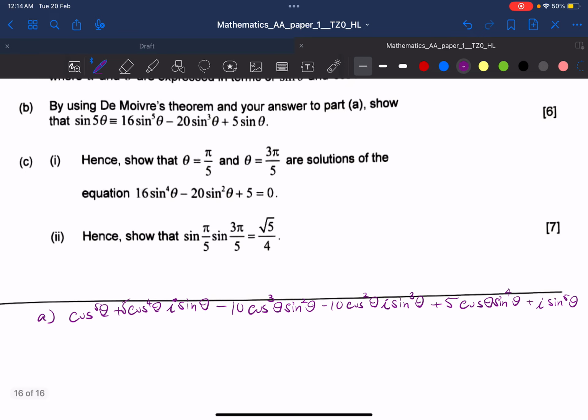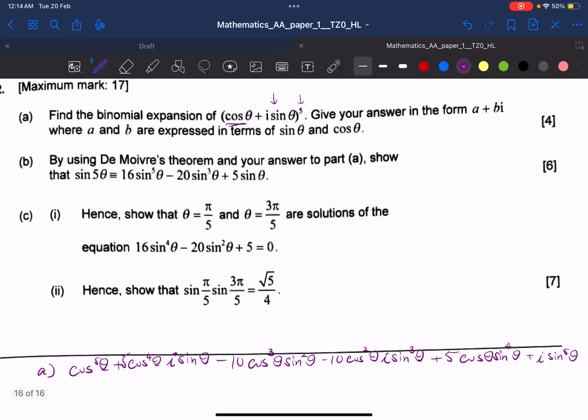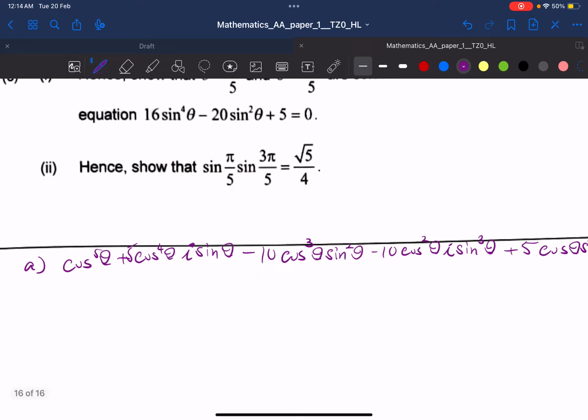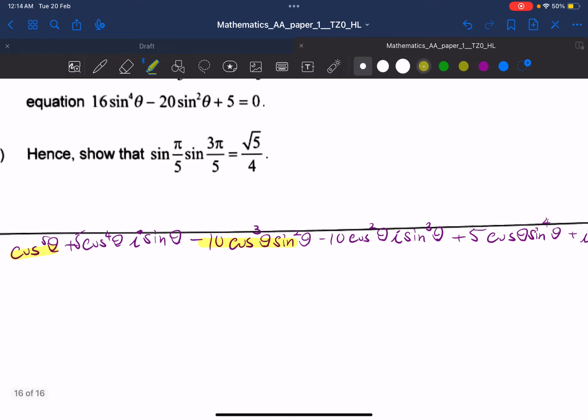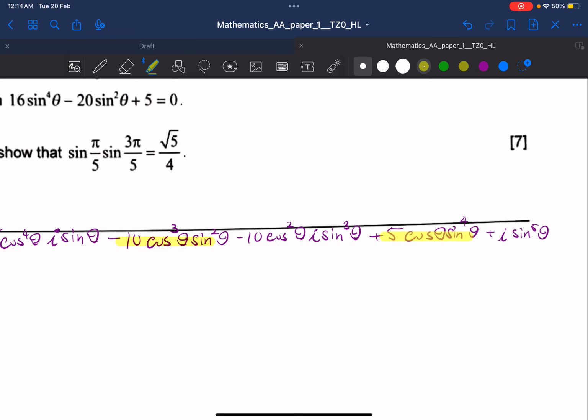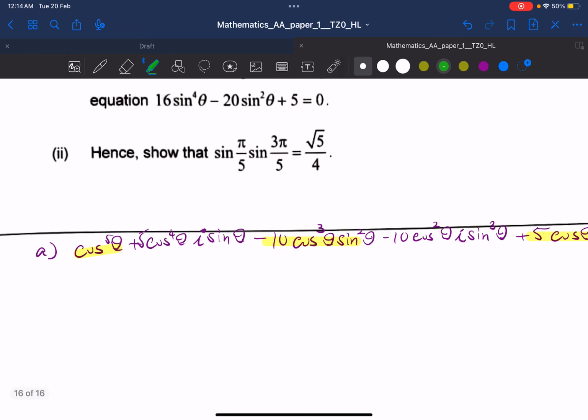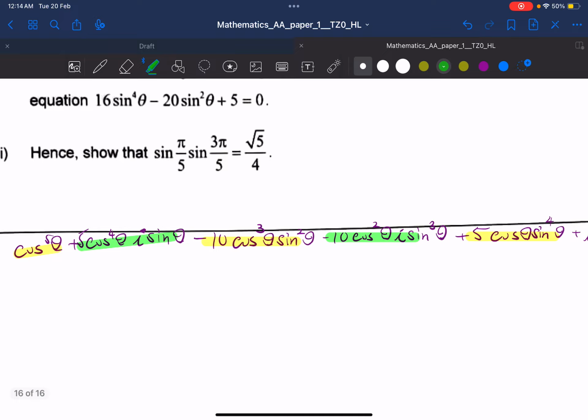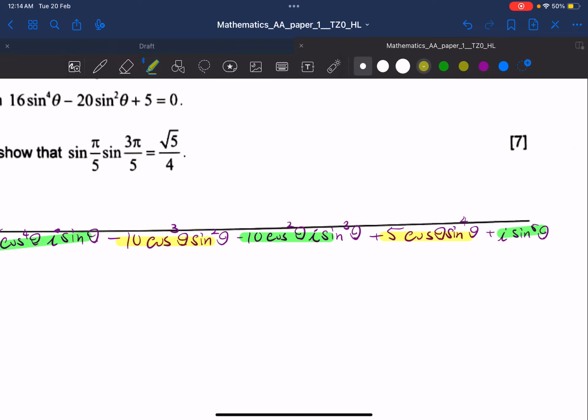So now we just need to group all of the real part and imaginary part. So I just label them first. Real, real, real, and then the imaginary part will be this one, and also this one. Okay, so just group them together.